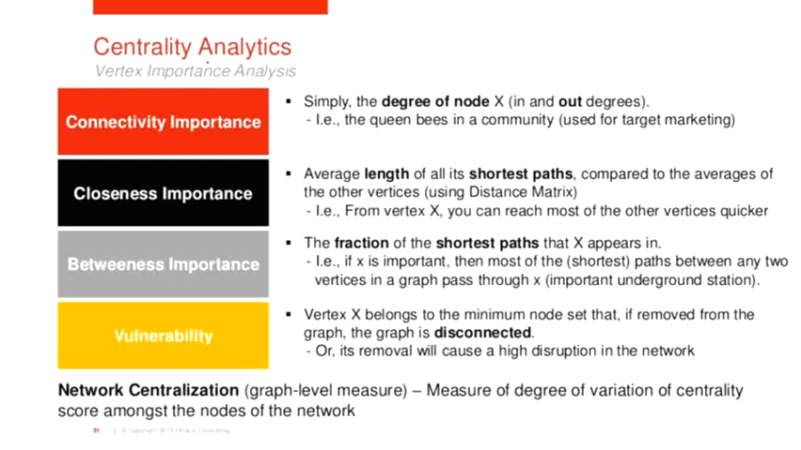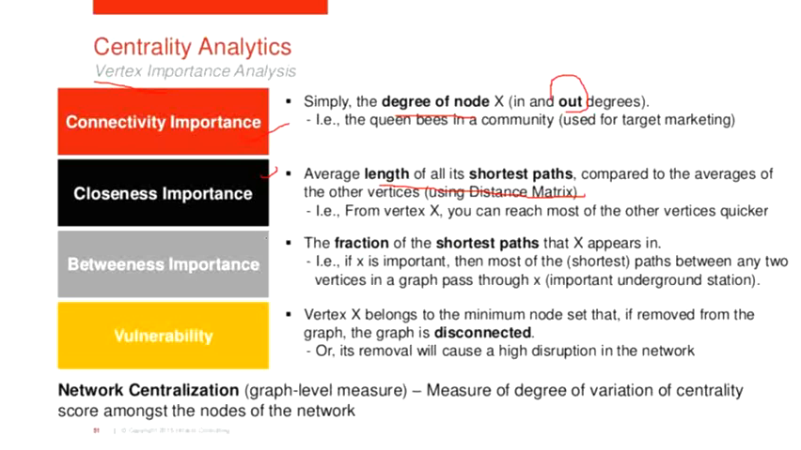Looking at centrality analysis, we need to understand the importance of any given node, given vertex. We check for connectivity importance. What is the degree of the node? What is the in degree? What is the out degree? And particularly the out degree. So how many other nodes can this one influence? Then we check the closeness importance. What is the average length of the paths that it has? How much time it takes from this particular node to get to the other ones?